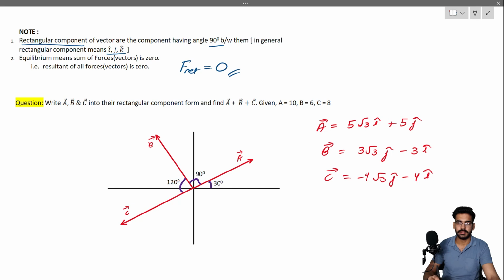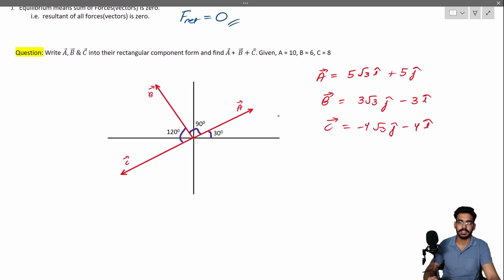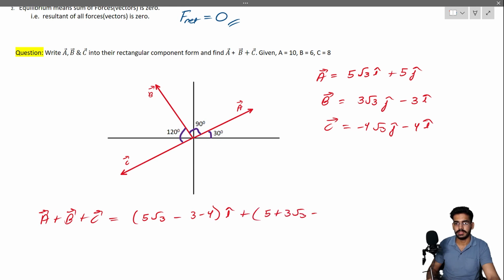Now he is telling me to find a plus b plus c. Earlier we saw two vectors, here there are three vectors, a vector plus b vector plus c vector. So I am going to add all i together, all j together and all k together. Here the i component is 5 root 3, here minus 3, here minus 4. So I can say 5 root 3 minus 3 minus 4 i cap plus j cap together, 5 plus 3 root 3 minus 4 root 3 j cap.